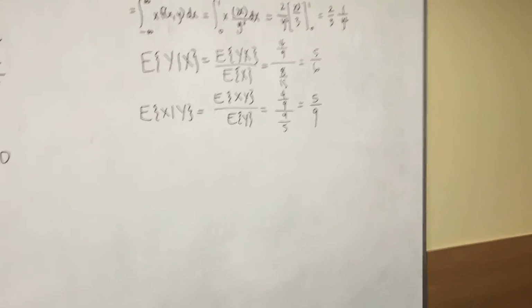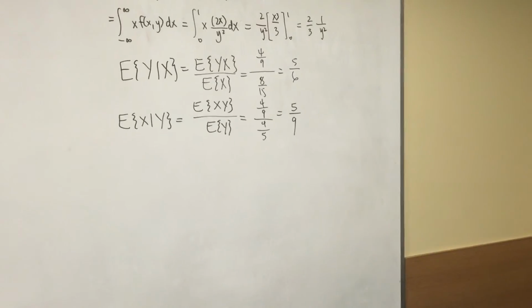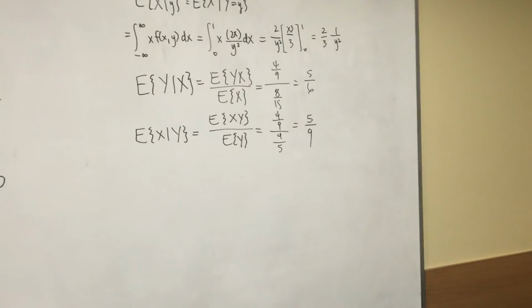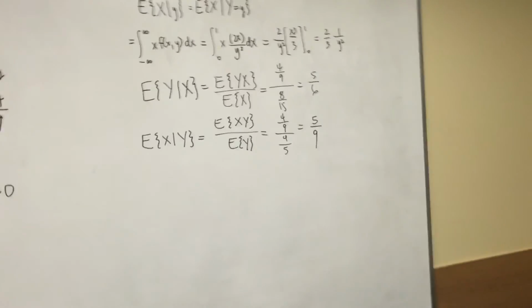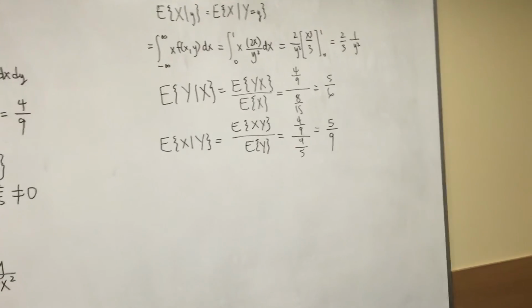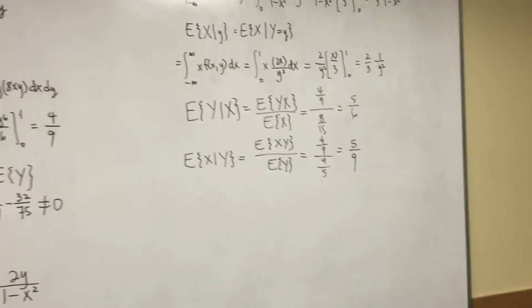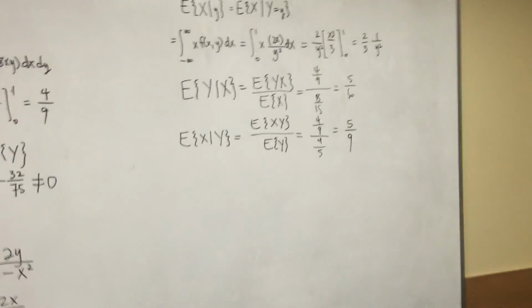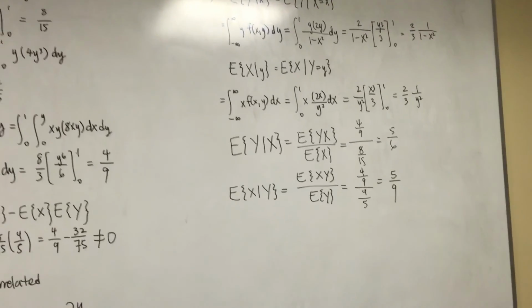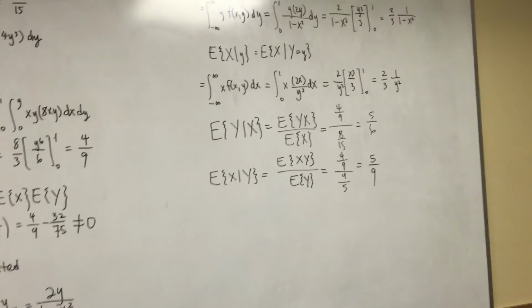For the expected value of big Y given big X, you would just use the values we found in part D. So that equals the expected value of x times y over the expected value of x. That gives you 5/6. And for the expected value of big X given big Y, you write it the same way, except the numerator is the expected value of y, and then the value you get would be 5/9.